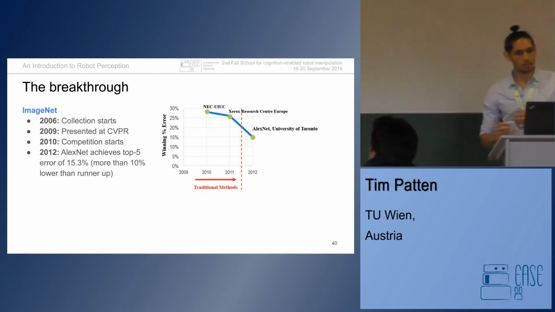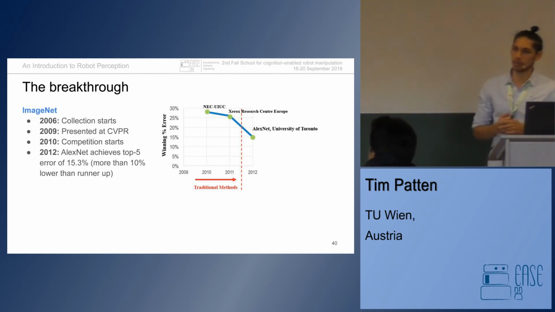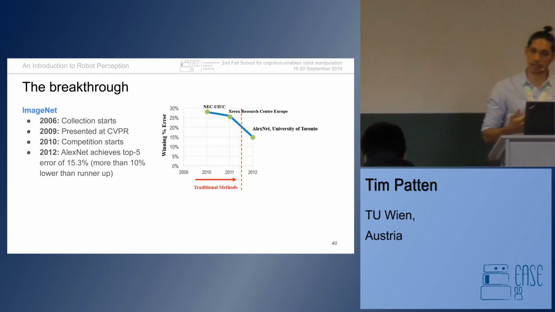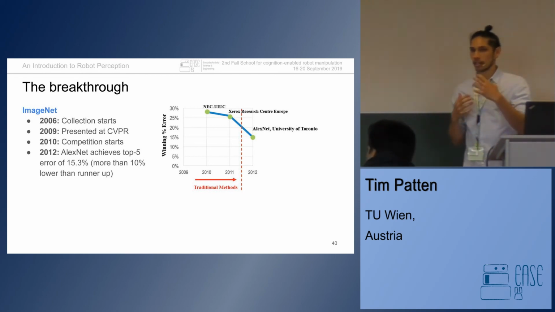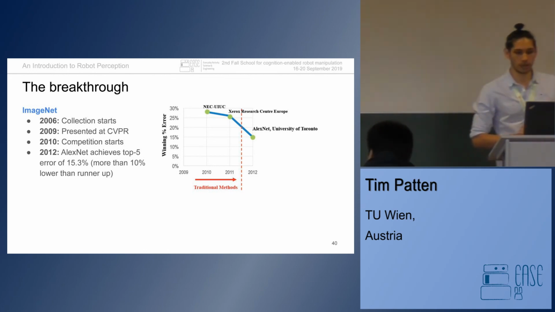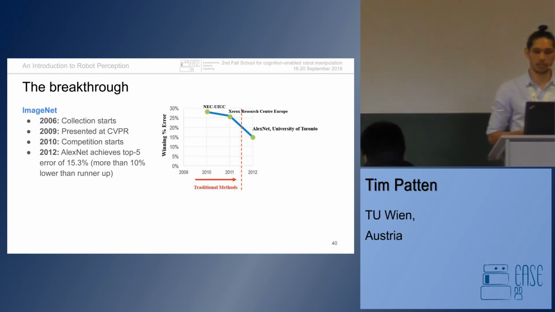So the breakthrough came, I would say, really when AlexNet just blew away the ImageNet competition in 2012. ImageNet is a really huge database of images for classification tasks. In 2006, it started to be collected, and then in 2010, this ImageNet classification challenge began. In the first 2 years, there were quite good results, so error rates of 25 to 30%. But then in 2012, AlexNet just really blew away the competition, achieving an error rate of 15%, which was more than 10% better than any runner-up.